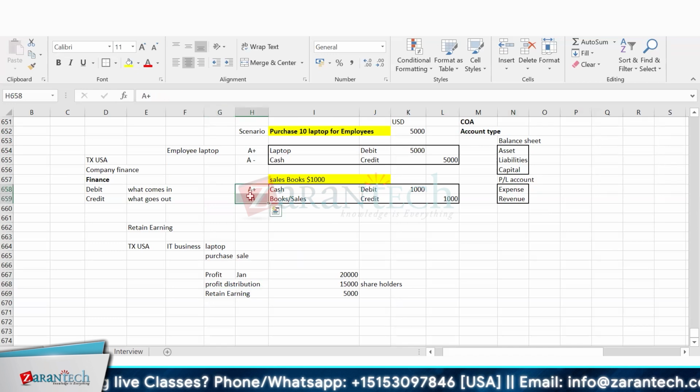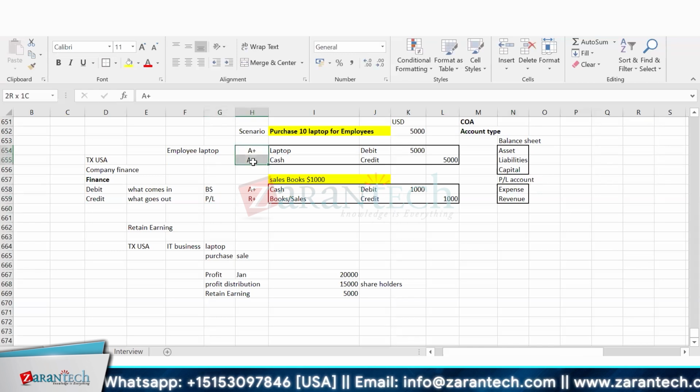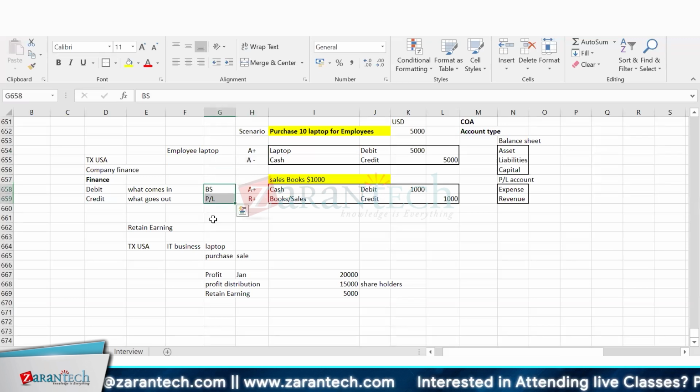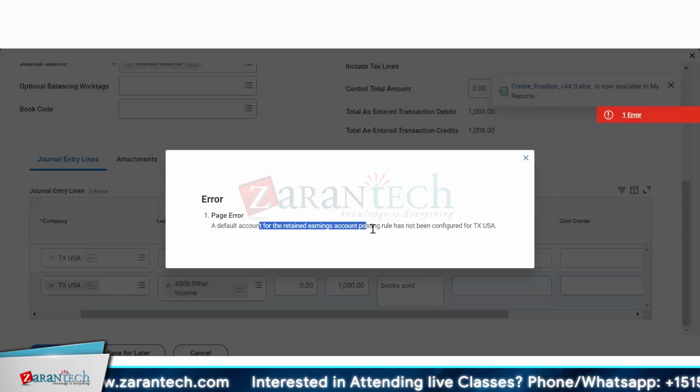So in this transaction, asset is a balance sheet account and revenue is my P&L account. But when I performed this transaction, the system didn't show any error for retained earning, because both accounts were balance sheet accounts. But in case any balance sheet account or profit and loss account is hit, the system will prompt this error about the retained earning account, and you have to set up a retained earning account for your company.